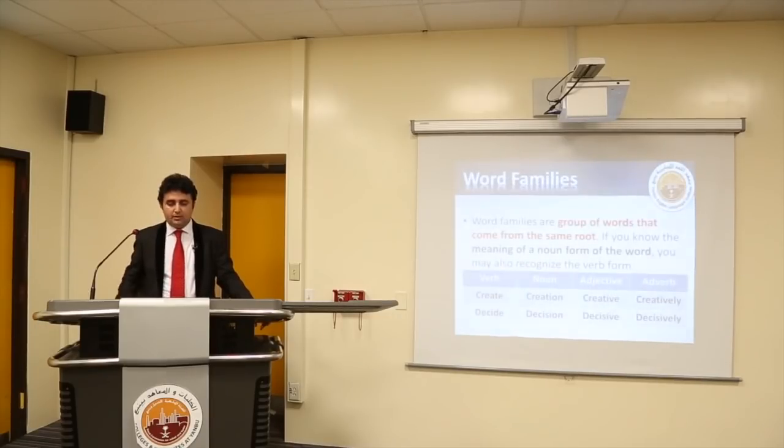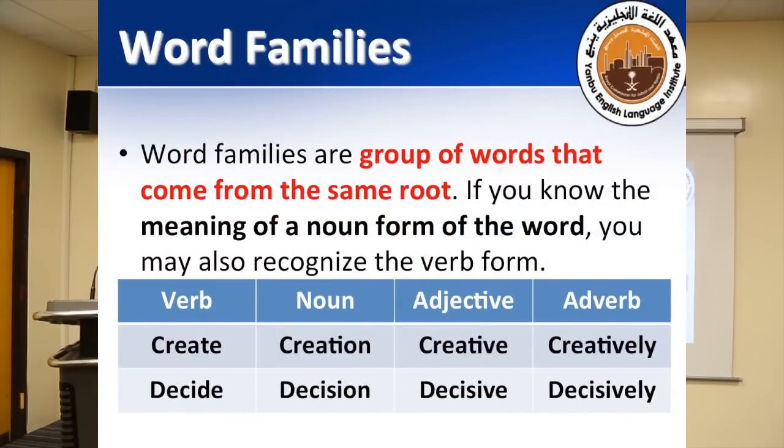Our next learning objective, which I'm going to talk about, is word families. Word families are a group of words which come from the same root. Now, if you know the meaning of a noun form of a word, you will recognize the verb form automatically. Here I have given two examples. The first example is the word create. The word create is a verb. The word creation is a noun. The word creative is an adjective. And the word creatively is an adverb.